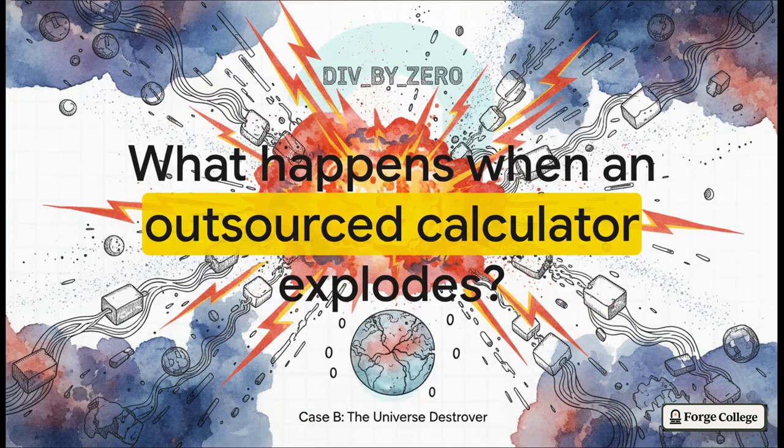All right, so that takes care of access control. But what about all those external helpers we integrated previously? Welcome to Case B, the universe destroyer. So we outsourced our division logic to a library called libnormalize, which features a safe divide function.